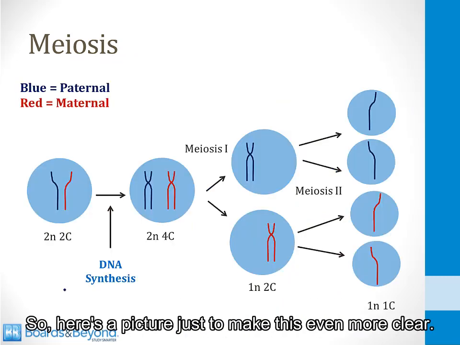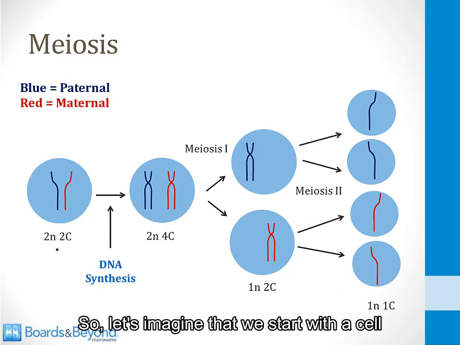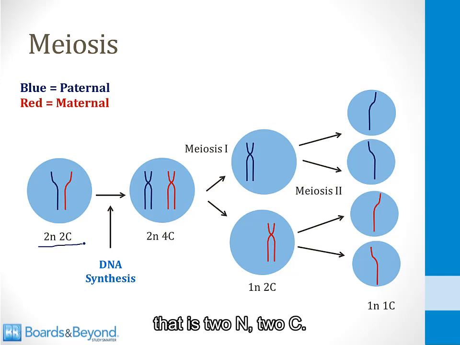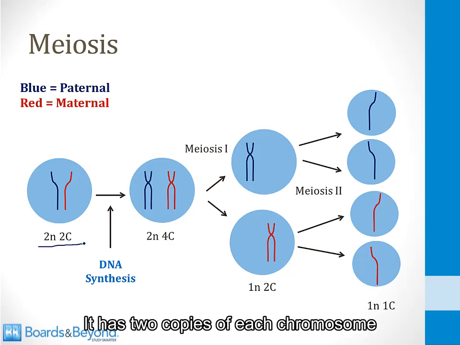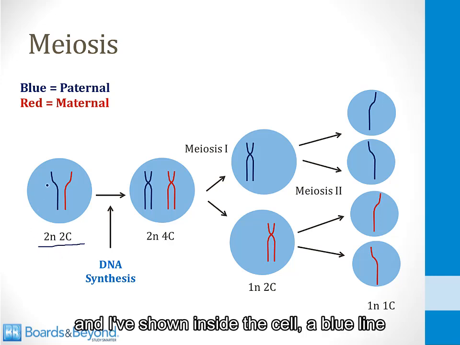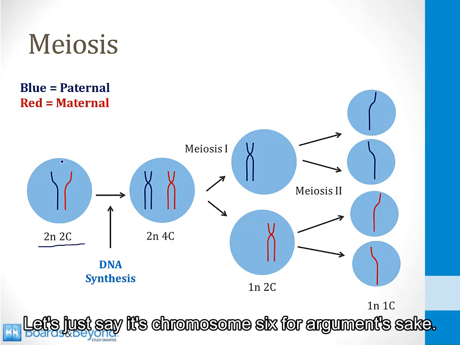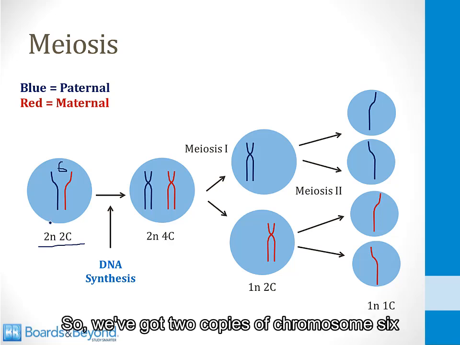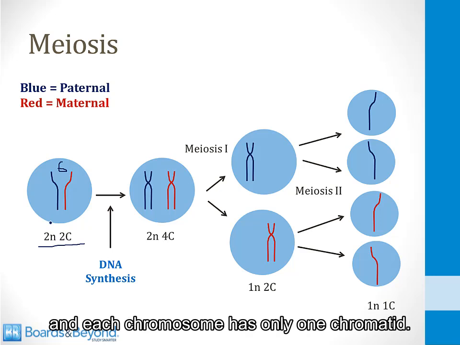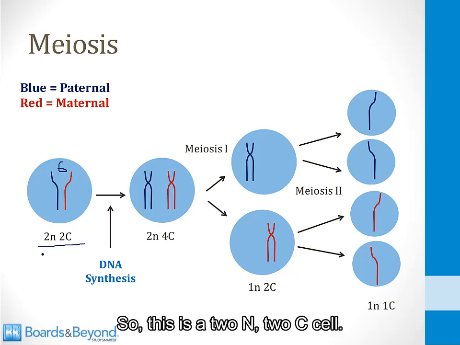So here's a picture just to make this even more clear. So let's imagine that we start with a cell that is 2N, 2C. It has two copies of each chromosome, and I've shown inside the cell a blue line and a red line to represent any particular chromosome. Let's just say it's chromosome 6 for argument's sake. So we've got two copies of chromosome 6, and each chromosome has only one chromatid. So this is a 2N, 2C cell.